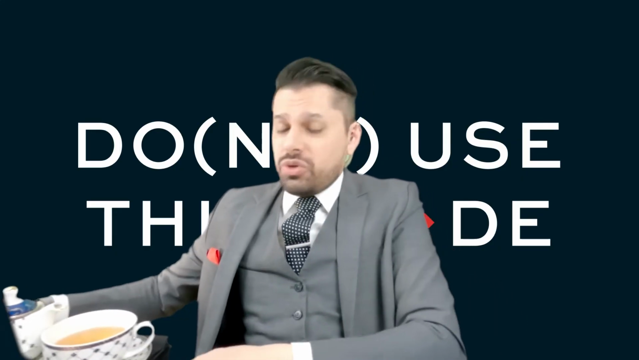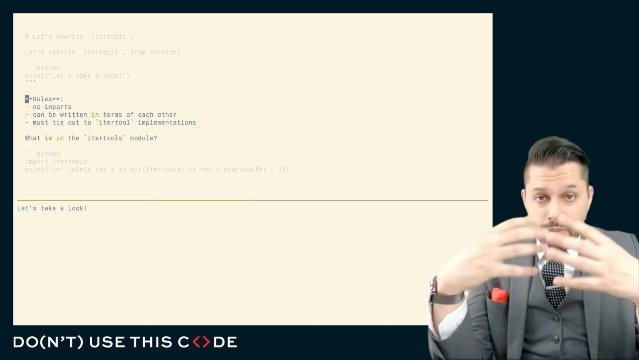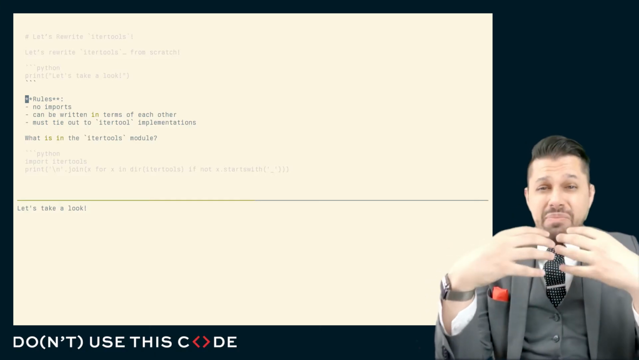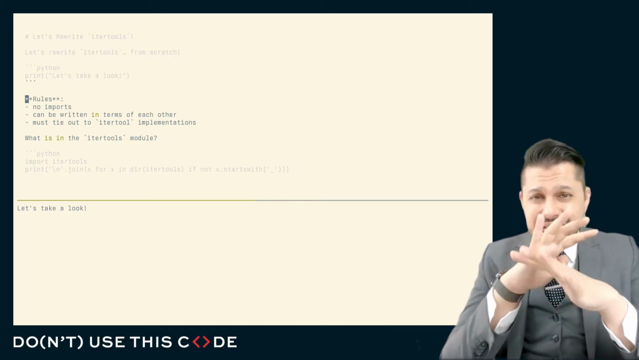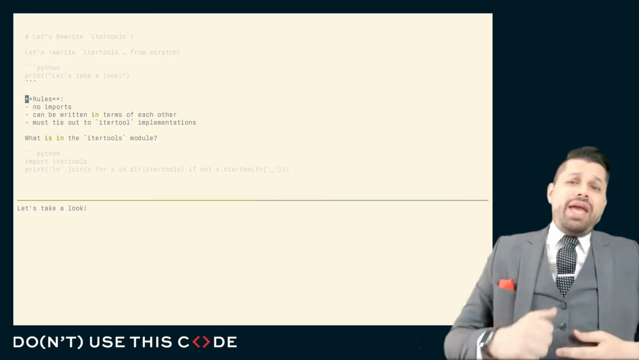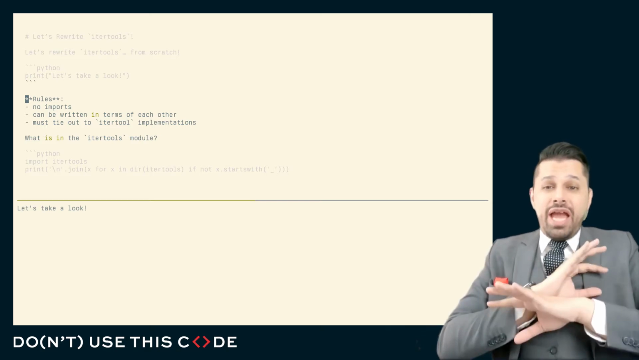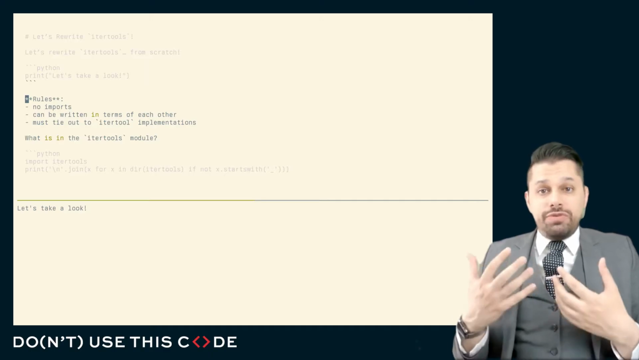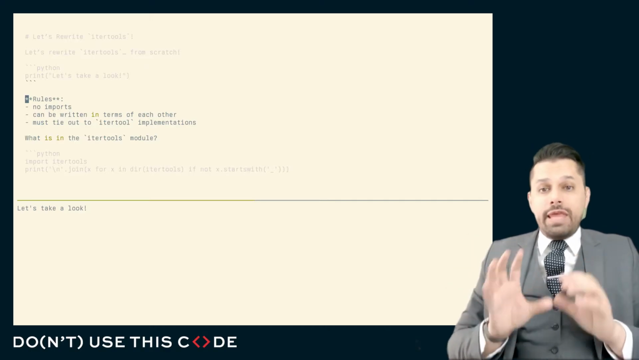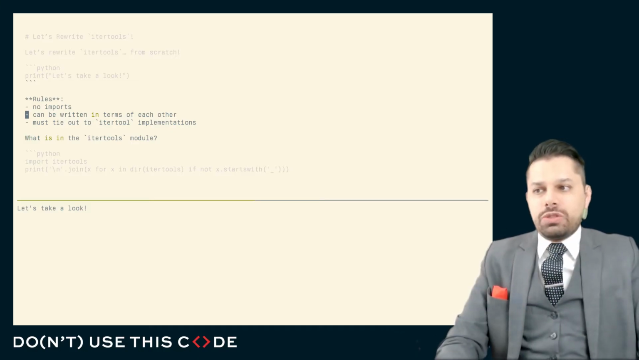I want to dive right into it, and so in order to do that, I will share my screen with you. Here's the rules of the game. I want to rewrite the itertools module, a module that I use all the time, maybe in the top 5 modules that I import in any given Python code, including my analytical code using NumPy and Pandas. Well, I want to rewrite it from scratch, such that I use no imports, but allowing that some of these pieces can be written in terms of each other, but requiring that I write a faithful implementation that ties out to the actual itertools module.